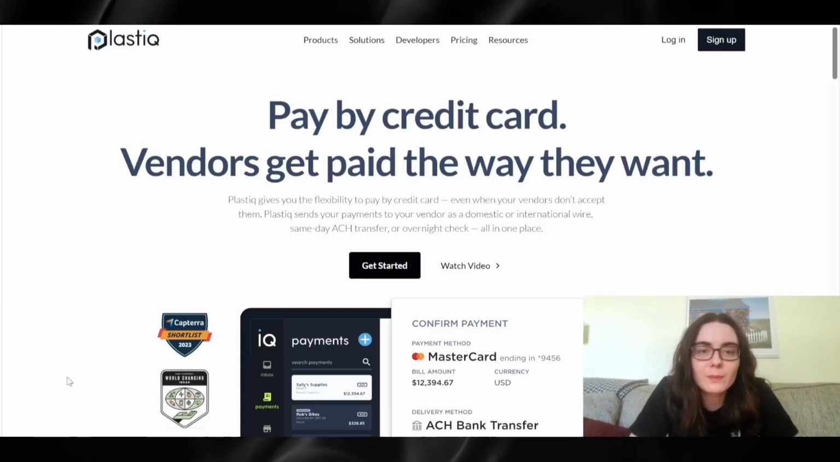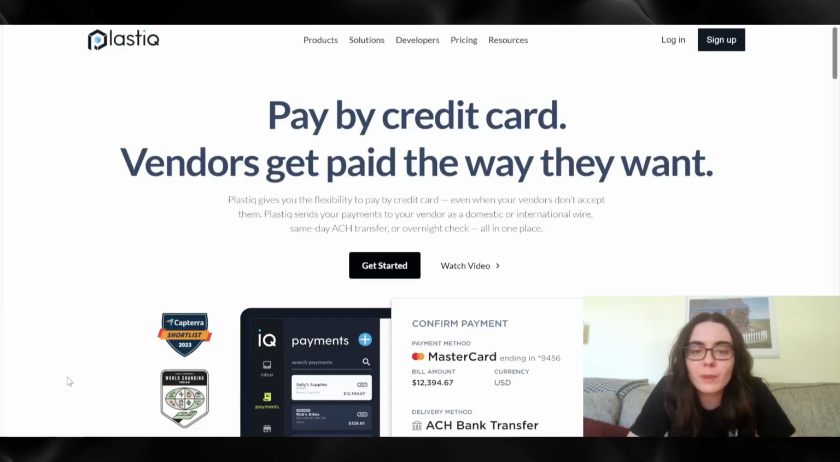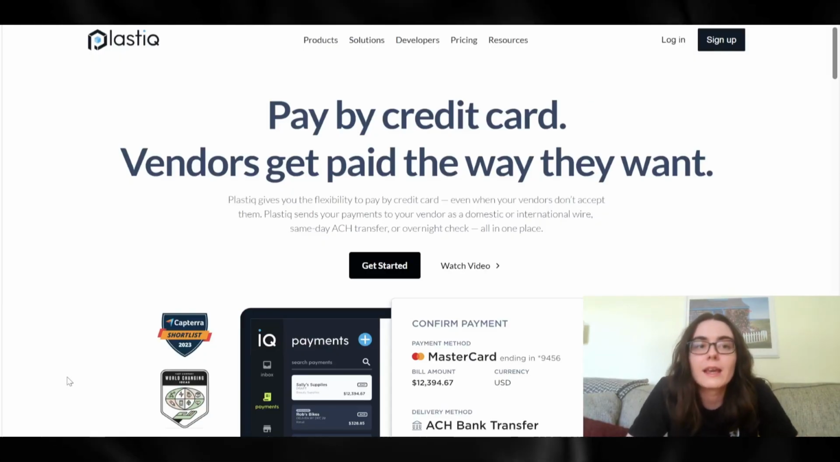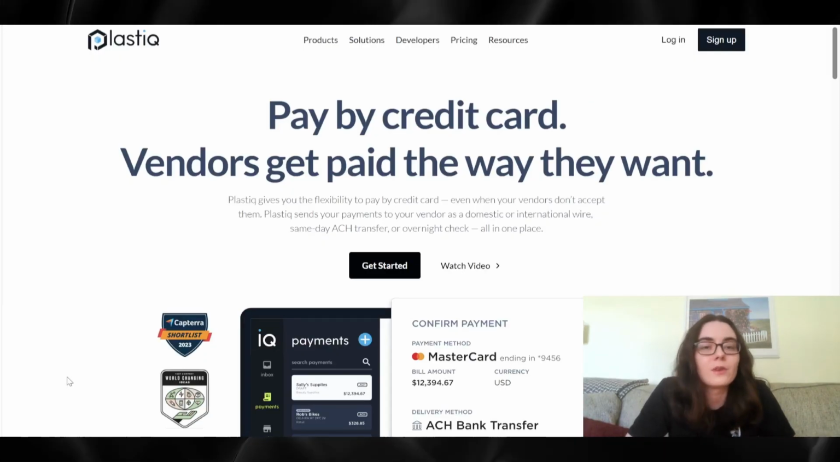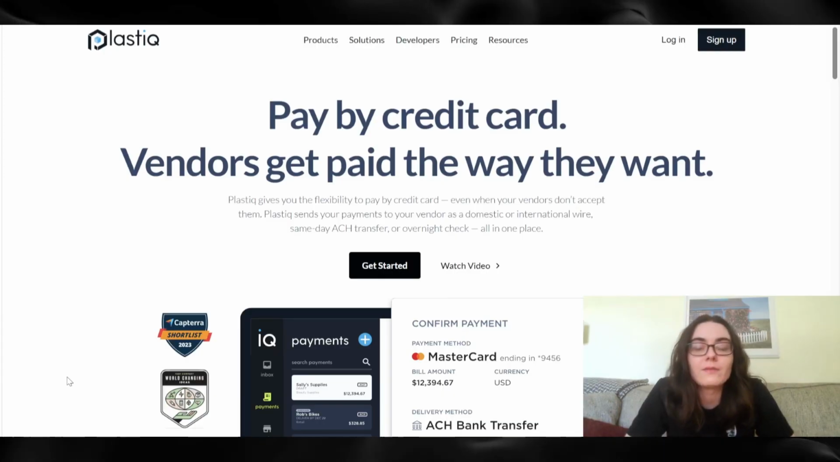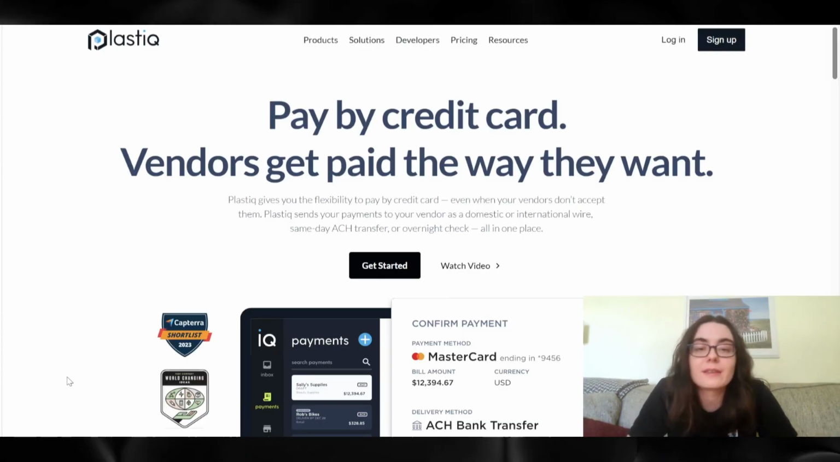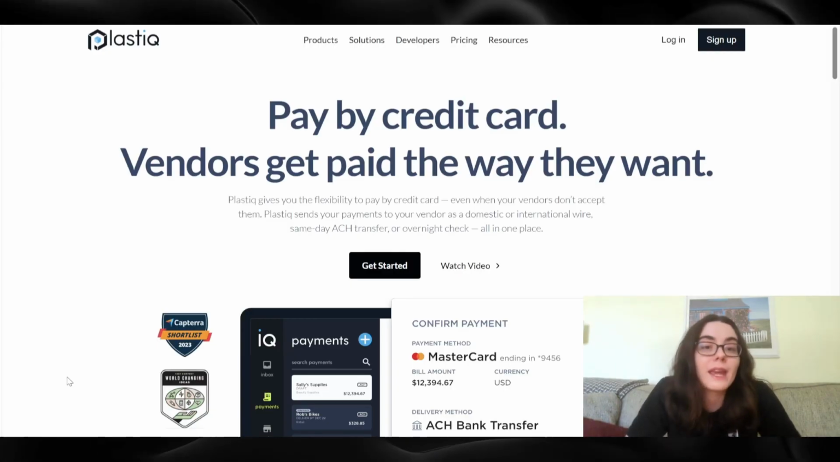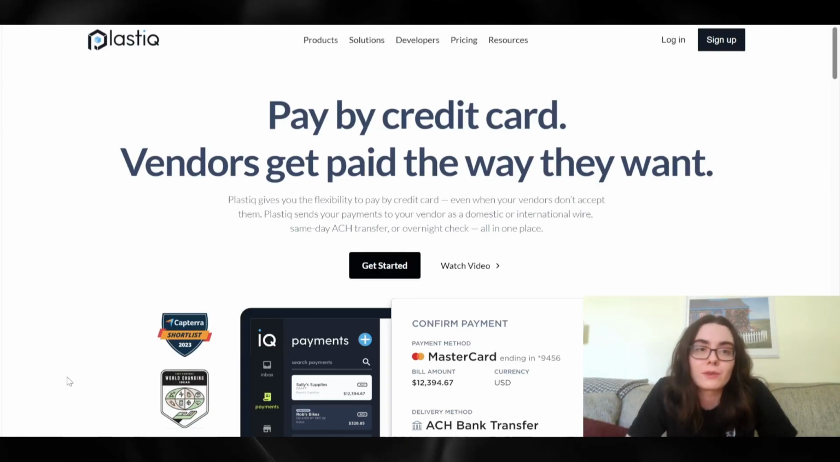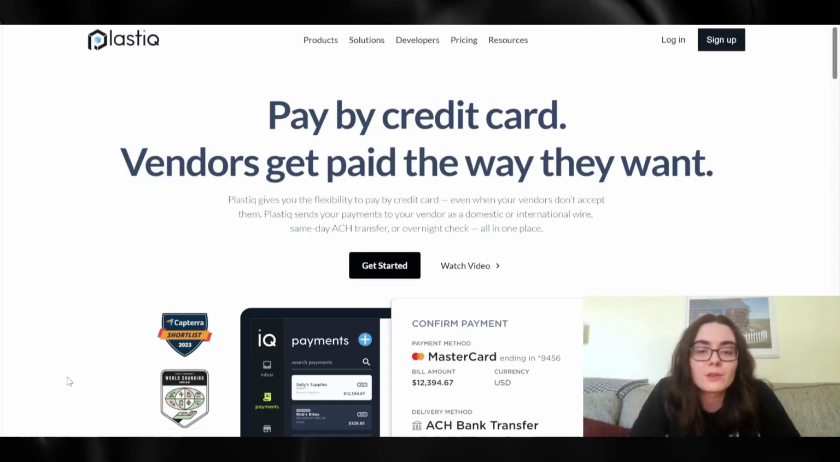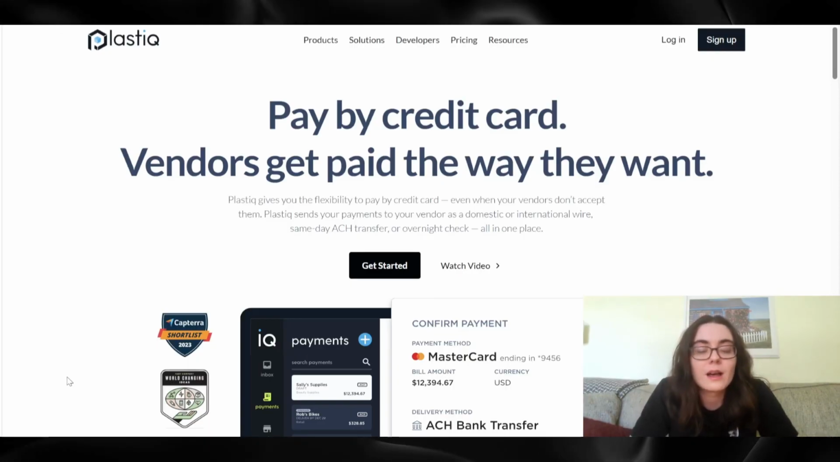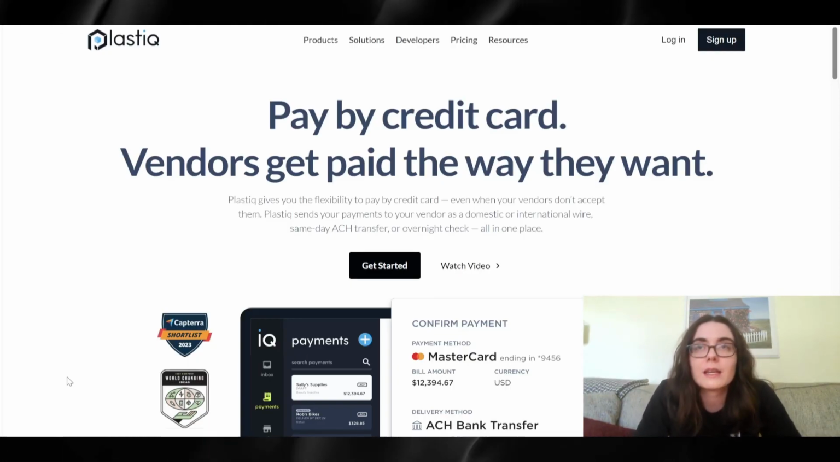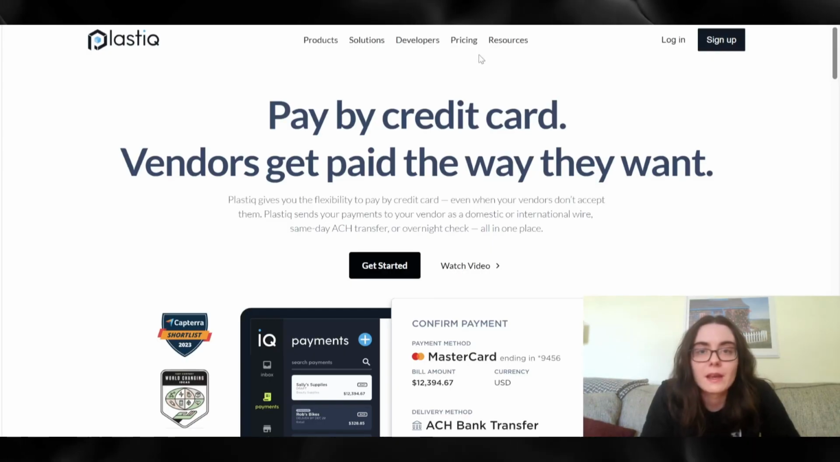The first one here is Plastiq. You may have already heard of Plastiq. If not, this is its main thing. You can pay with a credit card and then vendors can get paid the way they want. So in this case, Google can receive the payment the way that they want, like ACH, while you continue paying with your credit card. This is a really good tool for that. It's been around a while and a lot of people are pretty familiar with it. It's pretty established in this space.